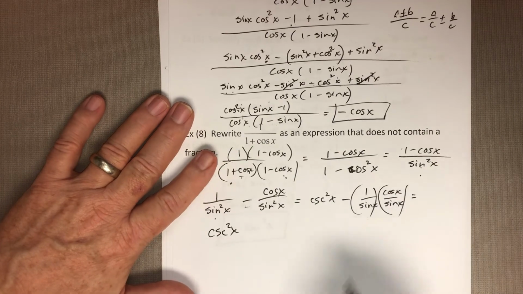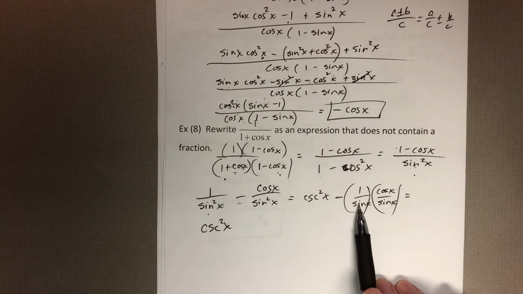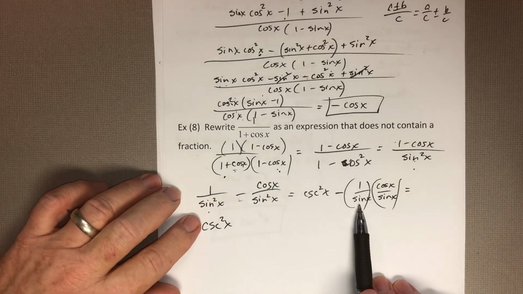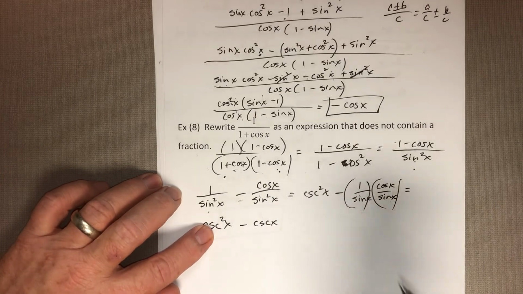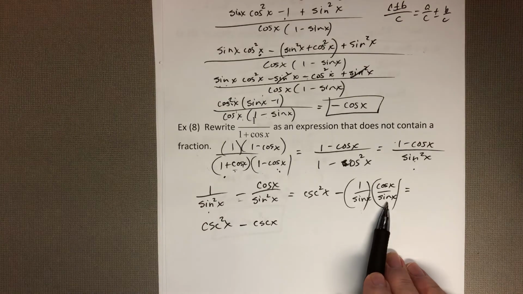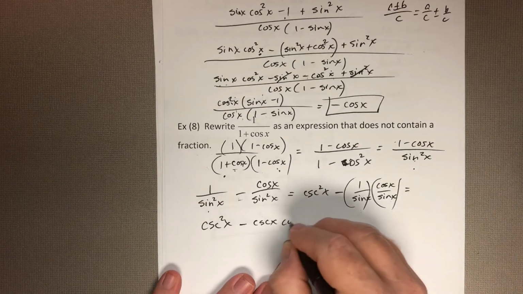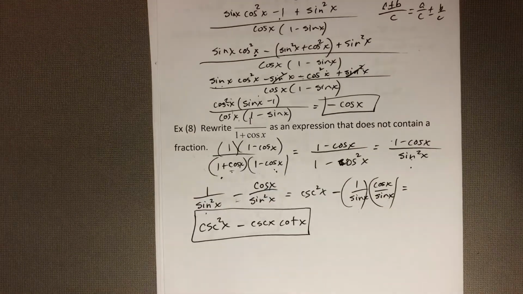Now, each of these is either a reciprocal function or a quotient function. This is a reciprocal. The reciprocal of the sine is the cosecant of x, and this is the quotient function, which is the cotangent of x. All right, and now my expression does not have any fractions, and I'm finished.